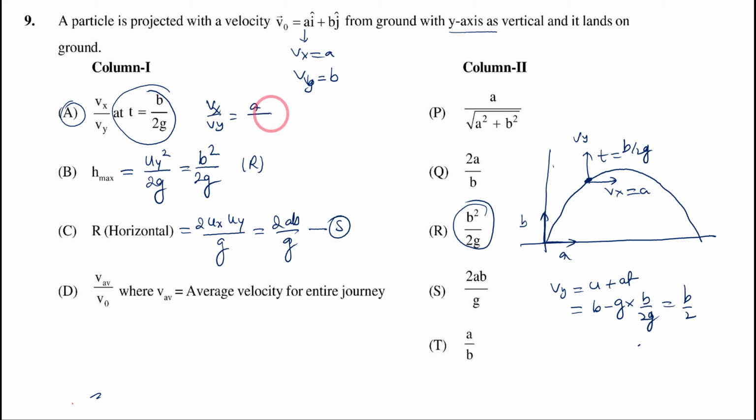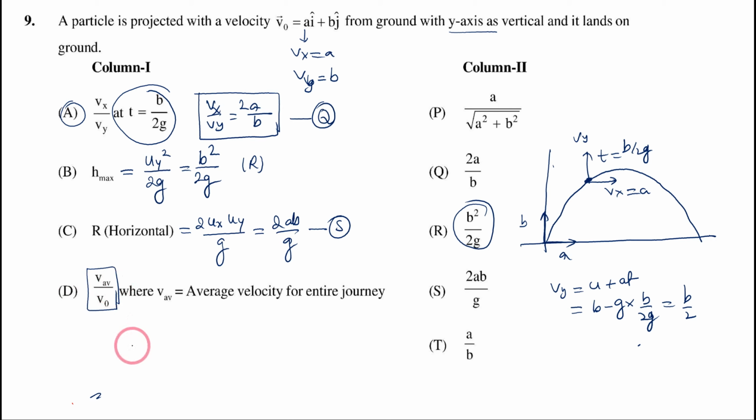So what we will get, vx upon vy equals a upon b by 2, and the denominator of the denominator will go back up. So this is the answer for a. It is matching with q. Okay. In option D, they have asked for the ratio of average velocity and initial velocity.